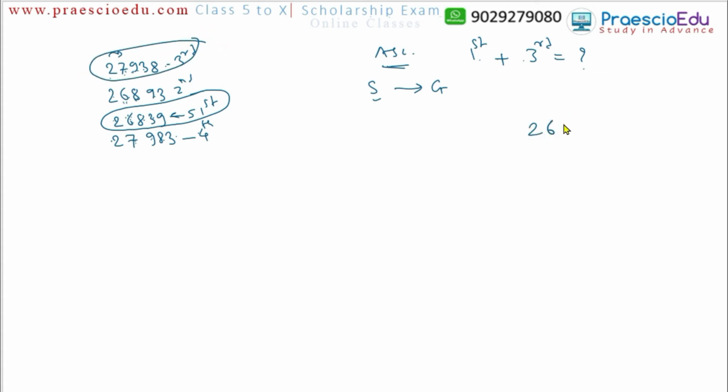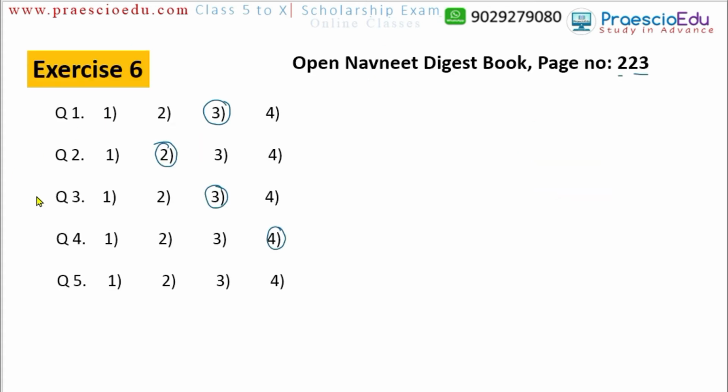So 26,839 plus 27,938. So 7, 1, 7, then 7, 1, 14, 1, so 5. So 54,777, and this is given in our option number 2. So for question number 5, option number 2 is the correct one.